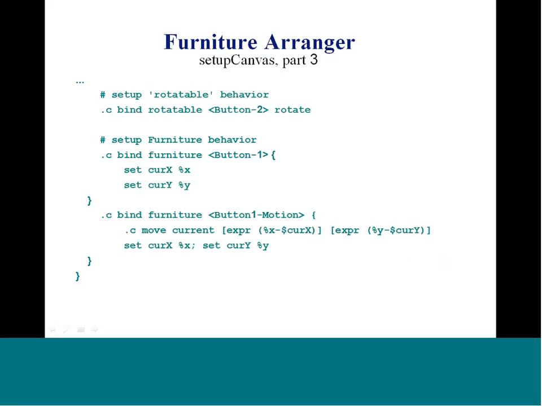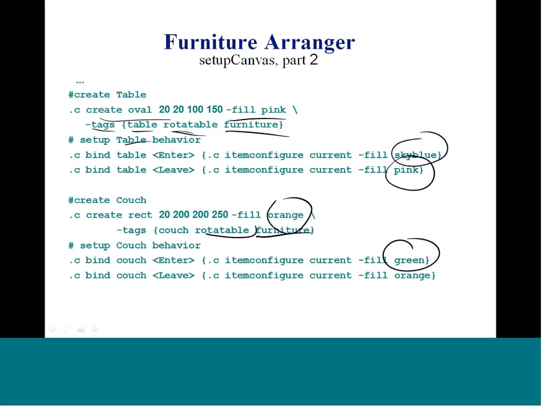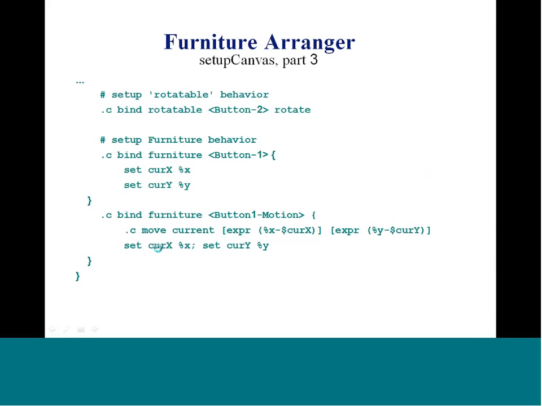Since we are generating tags which are rotatable, we also need to define those tags. So here we denote all these bindings. The rotatable tag is bound to button 2, and that causes it to rotate. This is one of the mouse click buttons.